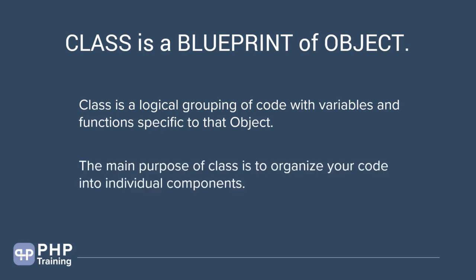The main purpose of the class is to organize your code into individual components. So if you're writing a program, then you have to split your program into components, and then you have to say what component it is, what object it is. And when you write your class, you basically arrange all your variables and functions specific to that component or an object. Okay, so let's look into more details of how to define it and how to organize it.